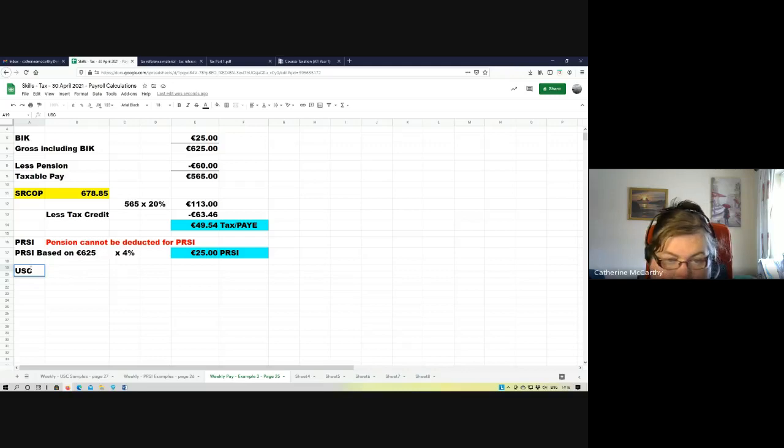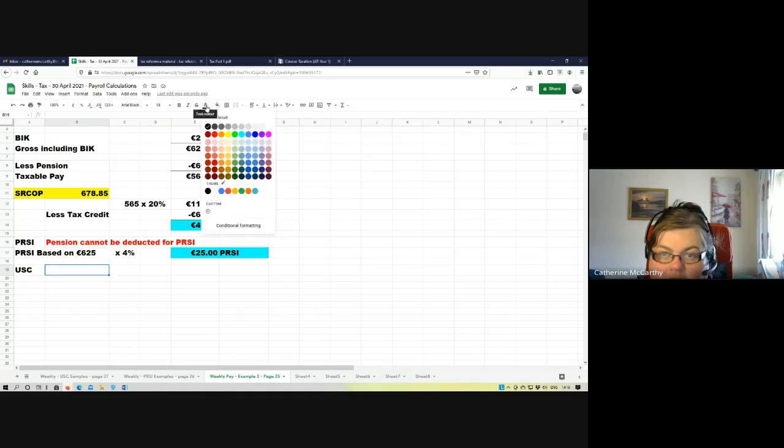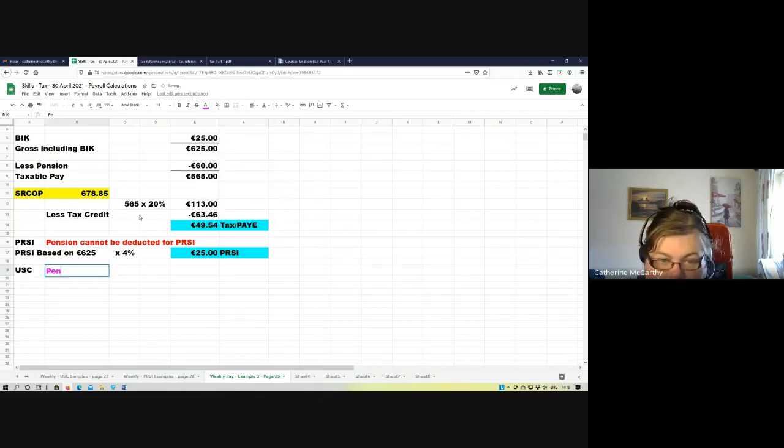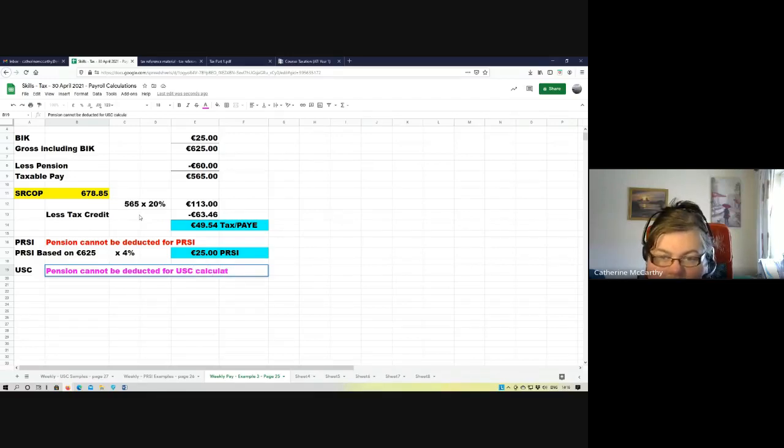Okay, then our USC. So again, I'll just bring it down here just to put in again. Pension cannot be deducted for USC calculation. Okay, so pension cannot be deducted for the USC calculation.